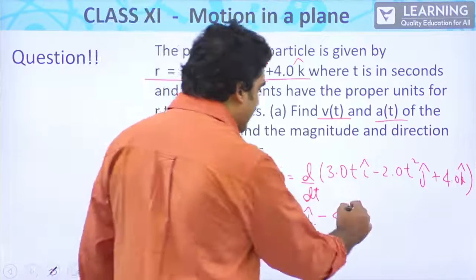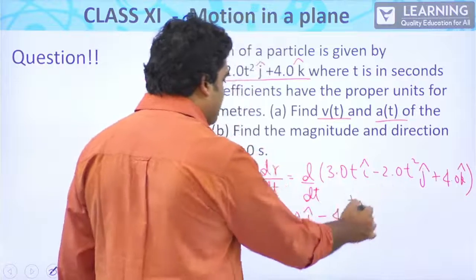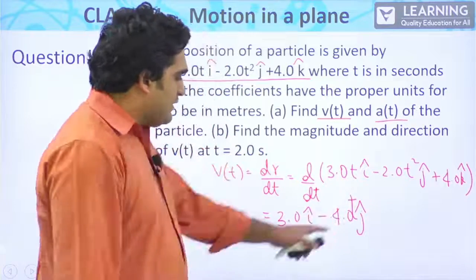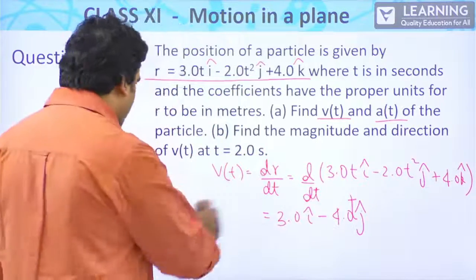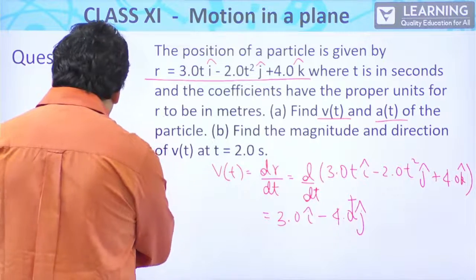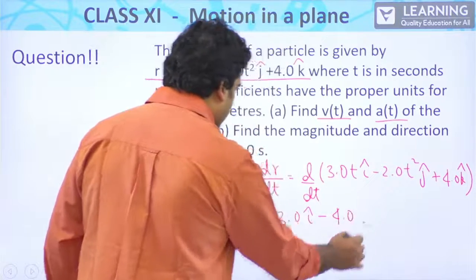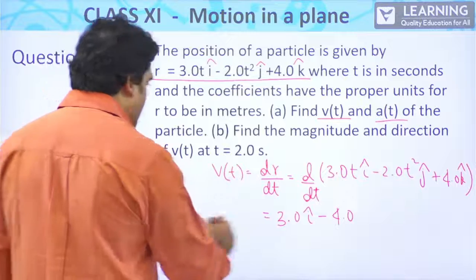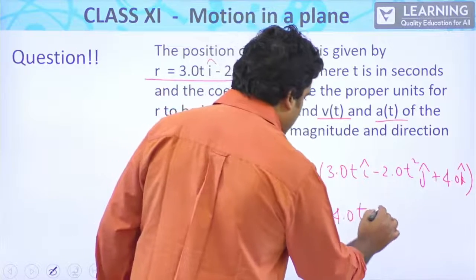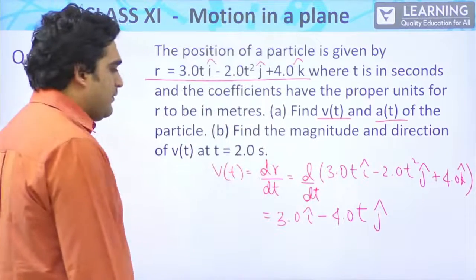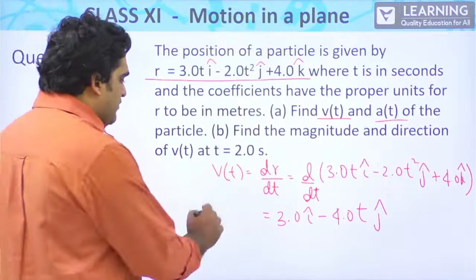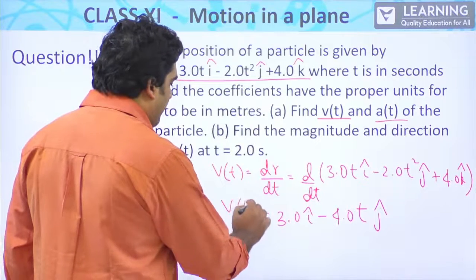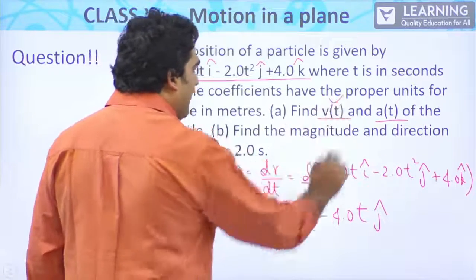Oh, there's one t that I've left out, so make sure you use the t here. It should be 4.0 t j cap. All right, so this would be the velocity of the object. We have found one part of it.